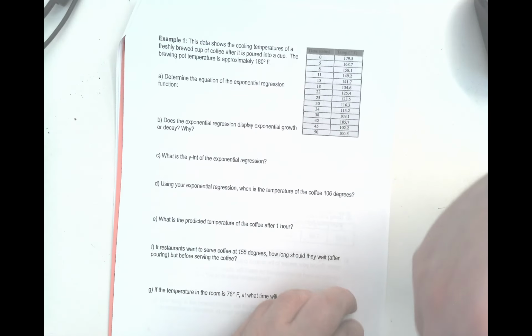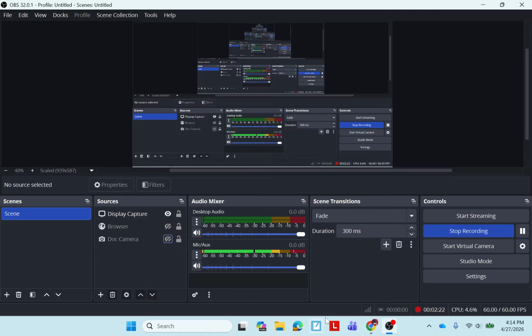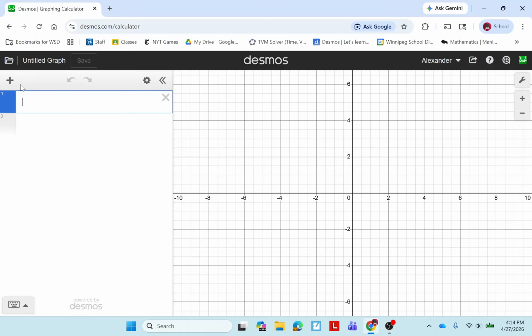So we have one example that we are going to go through, just the one example today. This one is talking about a freshly brewed cup of coffee, and they monitor the temperature after a certain amount of minutes. So part A says determine the equation of the exponential regression function. So what I'm going to do is switch over to Desmos. And again, to add a table, you just click the plus at the top left and then table. It brings up an x1 and y1. Again, that is why we type those in our regression equation.